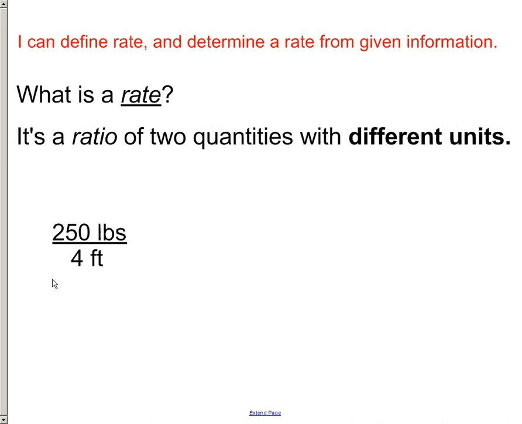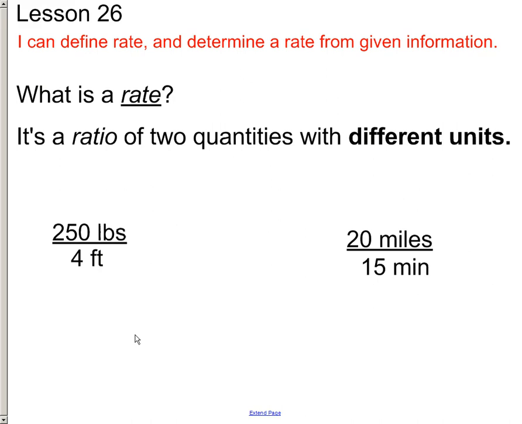So if we looked at this right here, it's a ratio of 250 to 4, written in fraction form. But if you notice, we actually took the time to label what the 250 stood for. In this case, it was pounds. And then down here, the 4 was labeled as feet. And so because we took a ratio and we slapped units onto each of the numbers, and those units are different from each other, we call it a rate. That's it. So for every 4 feet, it's 250 pounds.